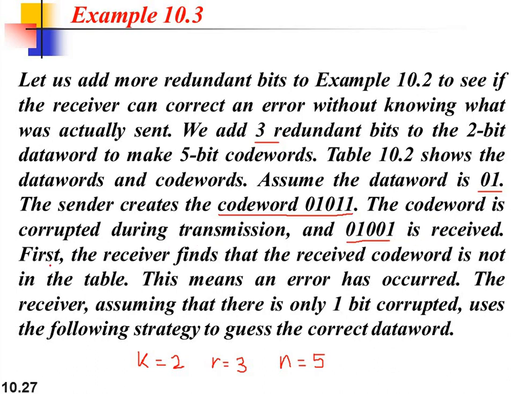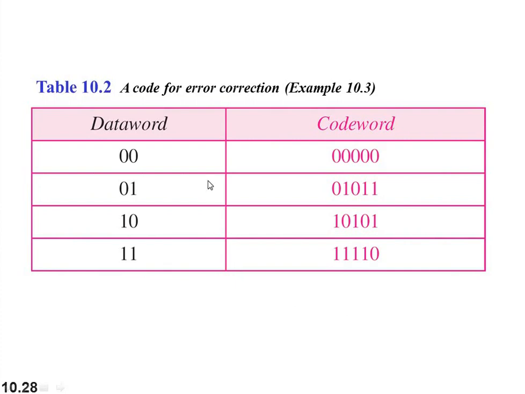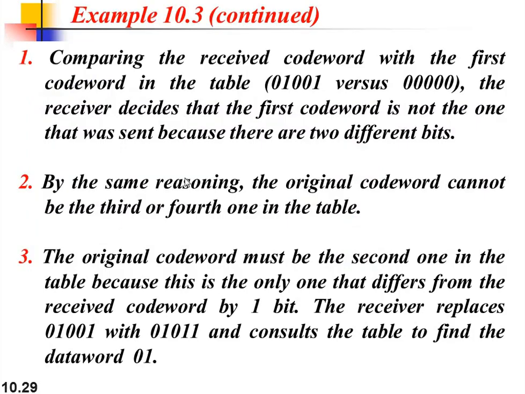So first the receiver finds that the received code word is not in the table. This means that an error has occurred, and the receiver assumes that only one bit is corrupted and uses the following strategy to identify the error. Now here you can see that 01 is what you tried to transmit, and this is the code word associated with that one, and it will try to find out the error. What it does is, it first compares the received code word with the first code word of the table.